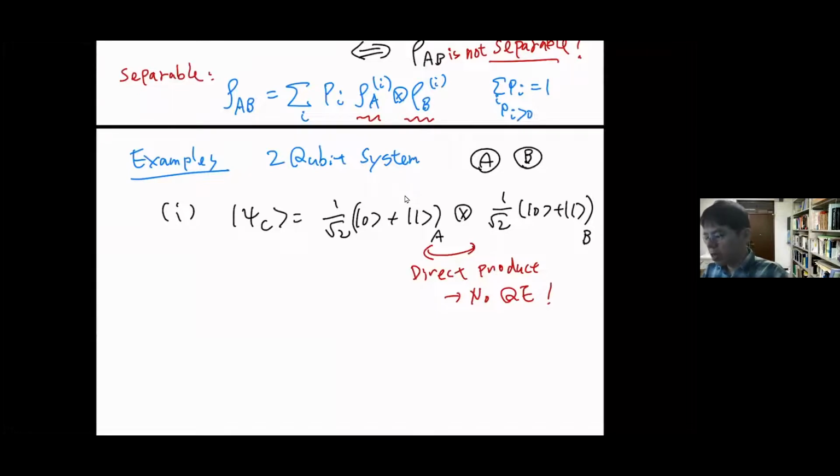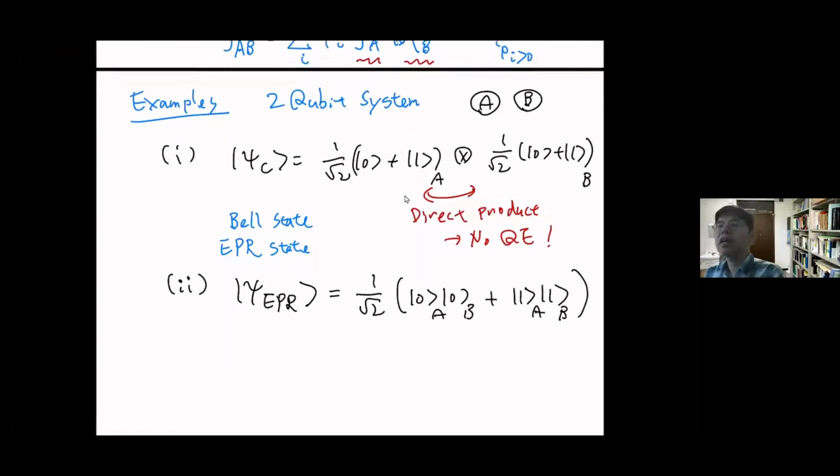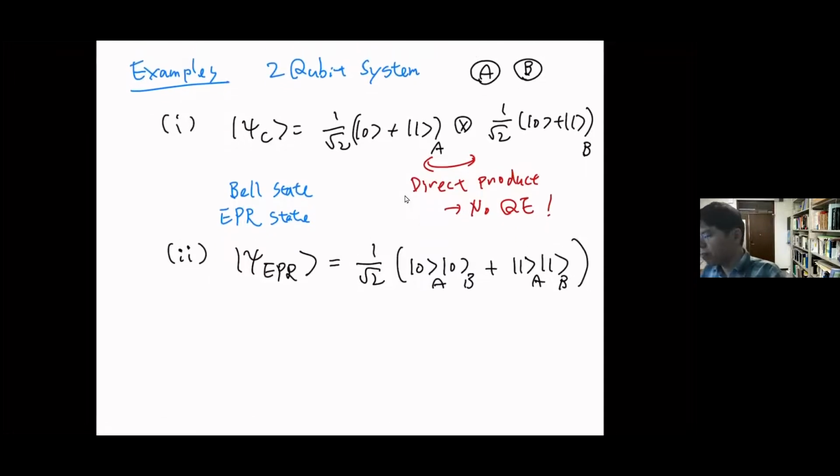The non-trivial example is like this. This is a typical example, the EPR state, the Einstein-Podolsky-Rosen state, or sometimes called the Bell state. It is defined like this: 0,0 in AB plus 1,1. So they are actually entangled. These two guys are entangled.